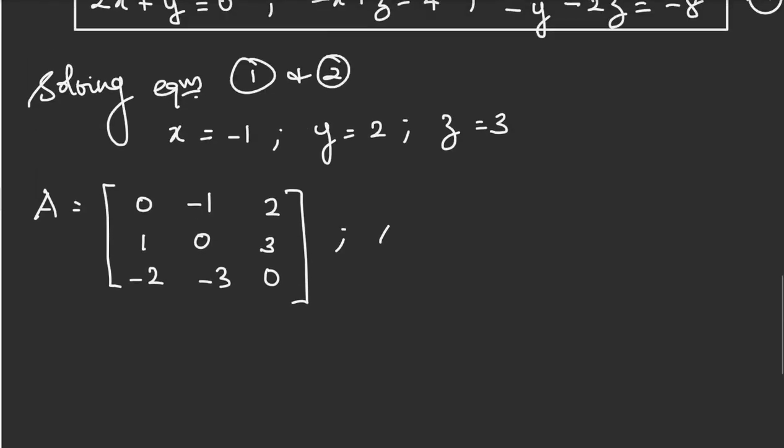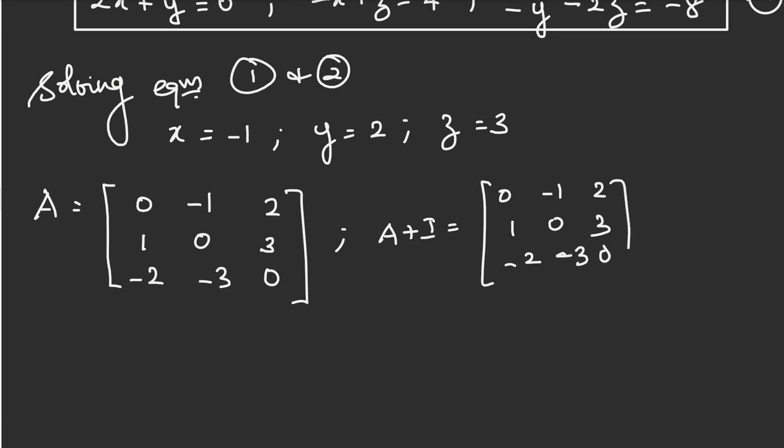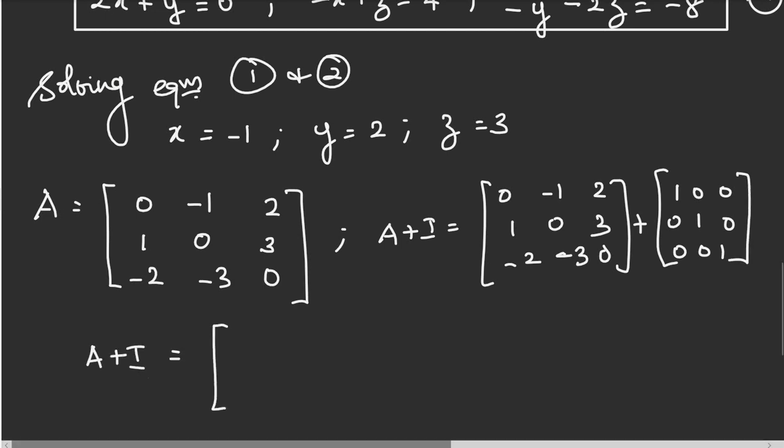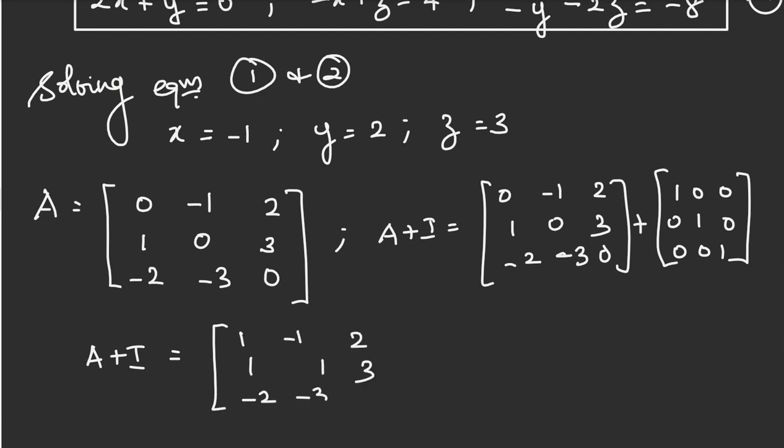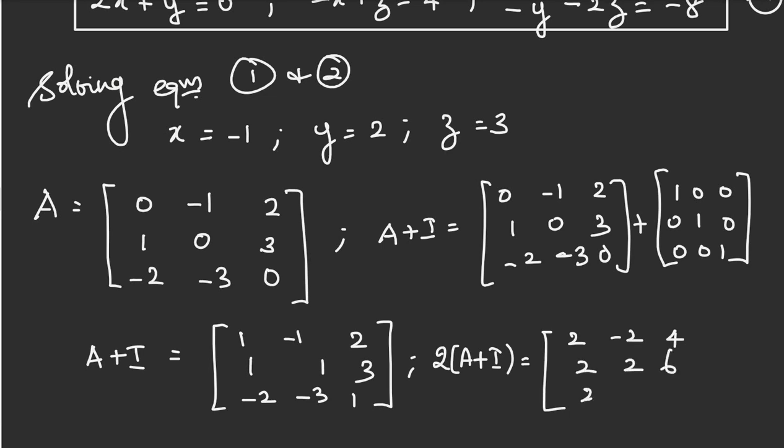This is a matrix, so I can write A plus I as the matrix [0 -1 2; 1 0 3; -2 -3 0] plus the I matrix, that is [1 0 0; 0 1 0; 0 0 1]. Adding these two matrices, we get A plus I is equal to [1 -1 2; 1 1 3; -2 -3 1]. Now 2 times of A plus I will be the matrix [2 -2 4; 2 2 6; -4 -6 2]. This is 2 times of A plus I.